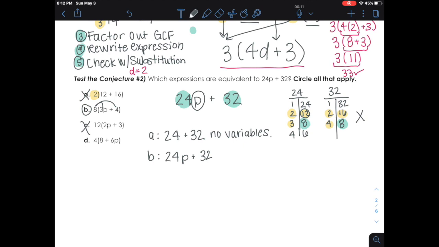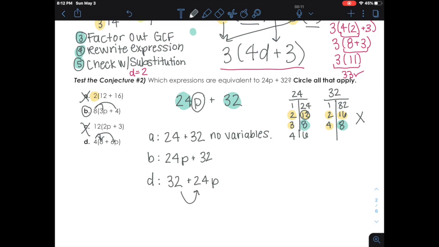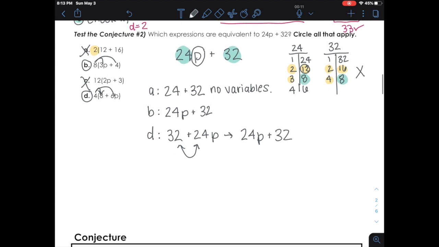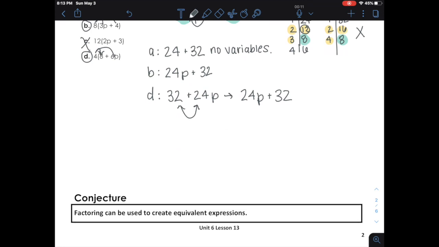Now let's check letter D. We have 4 times the quantity of 8 plus 6p. If I distribute that 4, I get 4 times 8 is 32. And if I distribute the 4 again to the second term, 4 times 6 is 24, and we have that p. And if you notice, this is just the same expression, but in the opposite order. So I could use the commutative property and switch these around, making it equivalent. So we have 2 answers here on Test the Conjecture number 2, letter B and letter D.